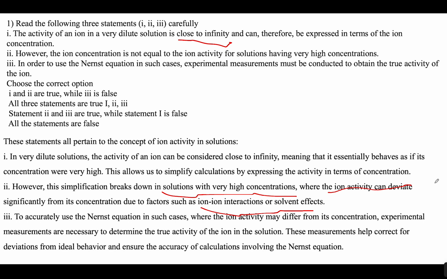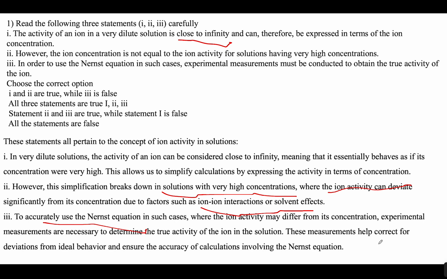Now the third, to accurately use the Nernst equation in such cases where the ion activity may differ from its concentration, experimental measurements are necessary to determine the true activity of the ion in the solution. This measurement helps correct for deviation from ideal behavior and ensures the accuracy of calculations involving the Nernst equation.